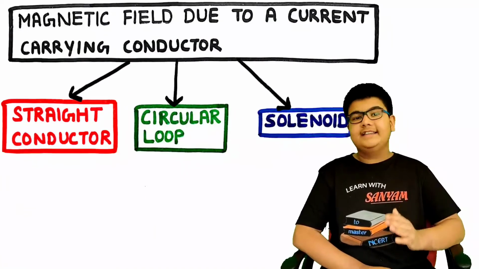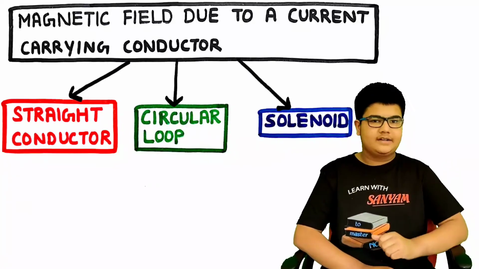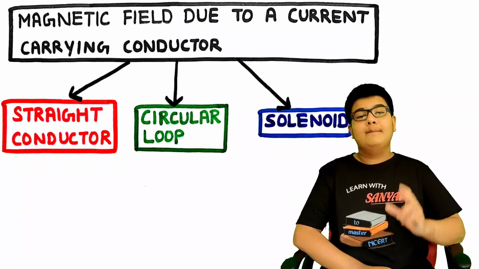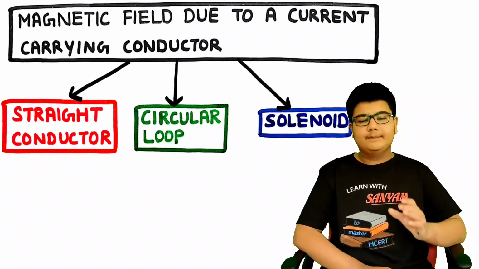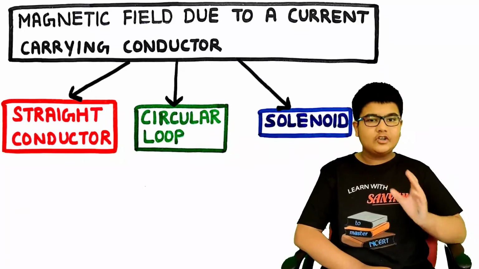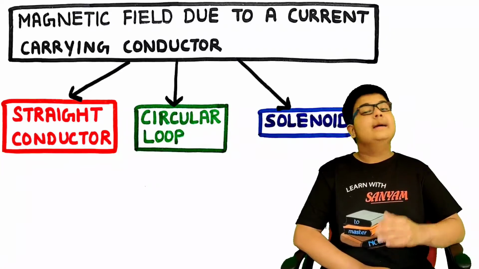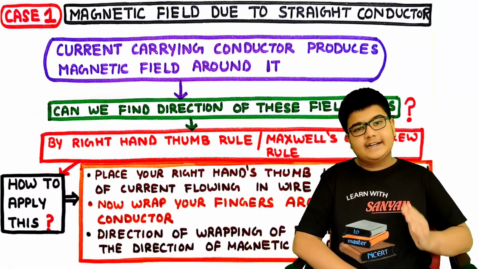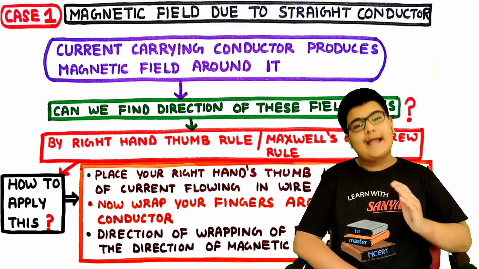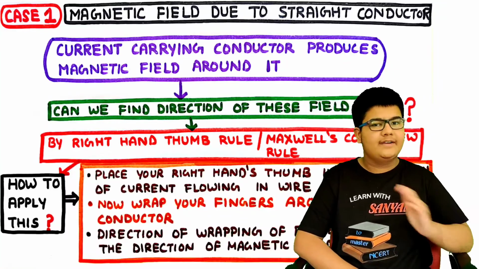So we shall study three cases of magnetic field due to a current carrying conductor. The case 1 will be a magnetic field due to a straight conductor. The second case will be magnetic field due to a circular loop or circular coil. And the case 3 will be about magnetic field due to a solenoid. Let's study with the first case, that is magnetic field due to a current carrying straight conductor or straight wire.